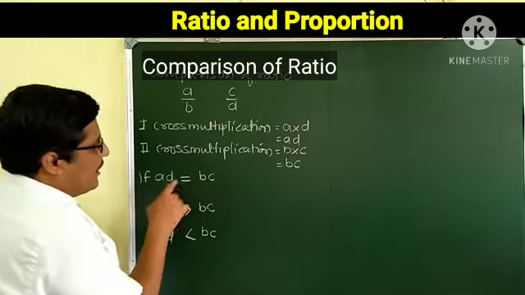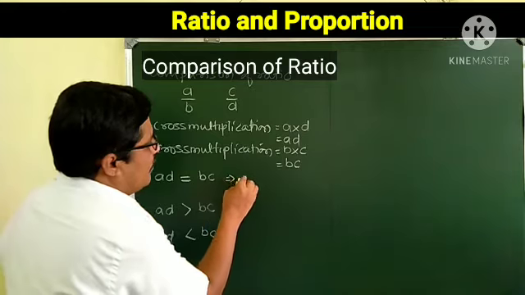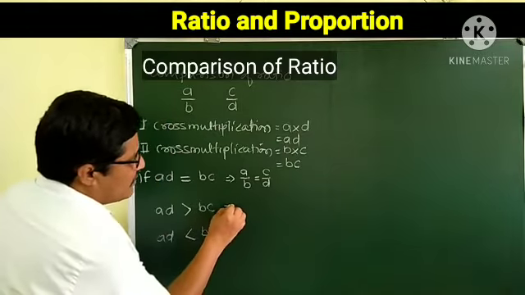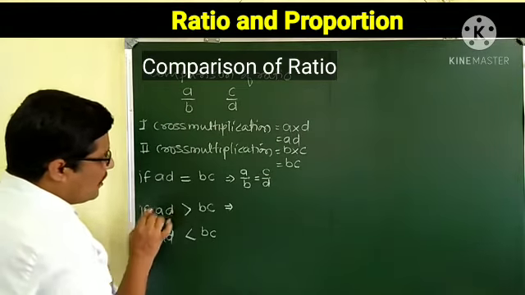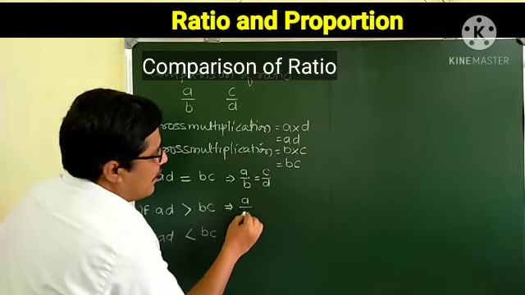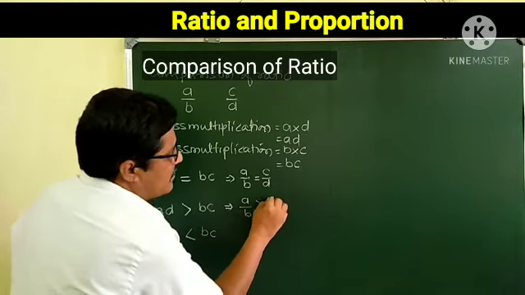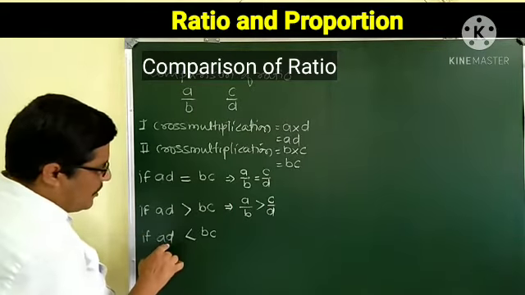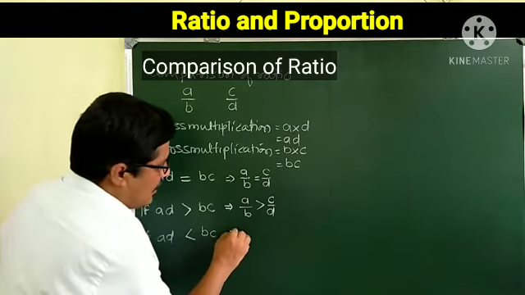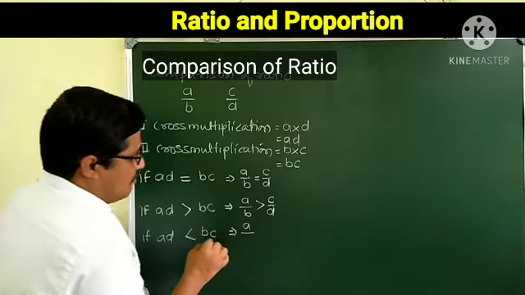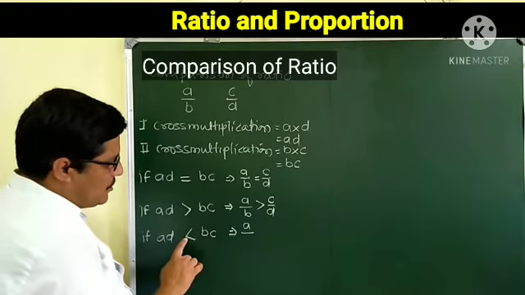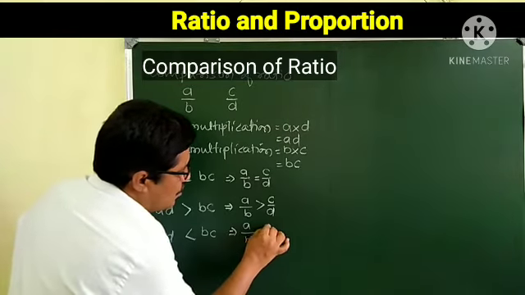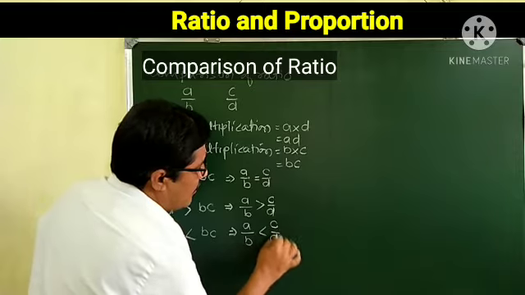So if we get the first relation, then both the ratios are equal ratios. If we get the second, then the first ratio is greater than the second ratio. And third, if we get the first cross multiplication smaller than the second cross multiplication, then the first ratio is smaller than the second ratio.